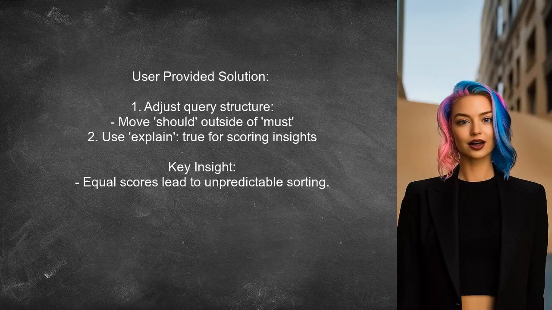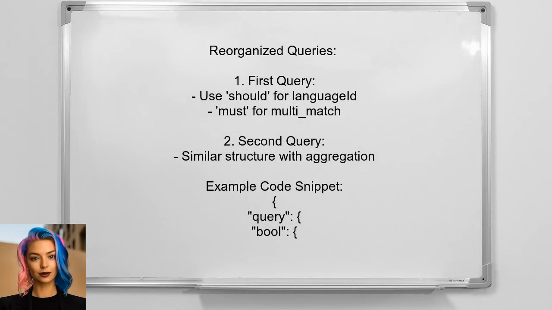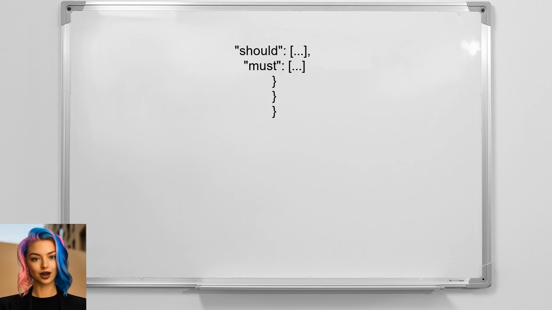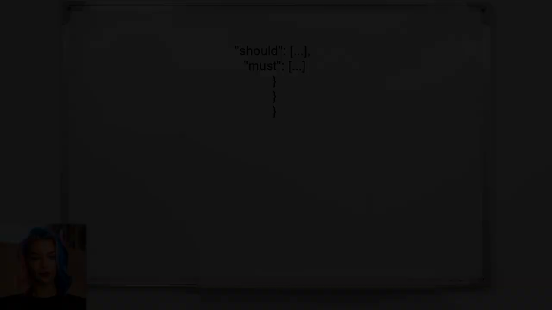This user points out that the original query has issues with the use of must and should clauses. They suggest moving the should query outside of the must to allow ElasticSearch to score documents correctly. Additionally, they recommend using the explain parameter to better understand scoring results. To achieve consistent result ordering, the user suggests reorganizing the query to utilize the boosting capabilities of the should clause effectively. They provide 2 example queries that demonstrate this improved structure.